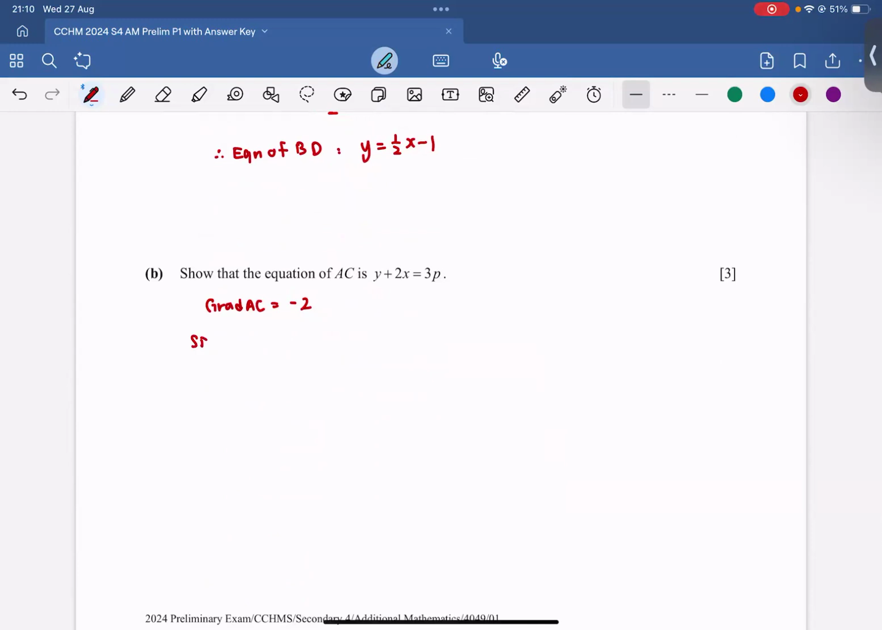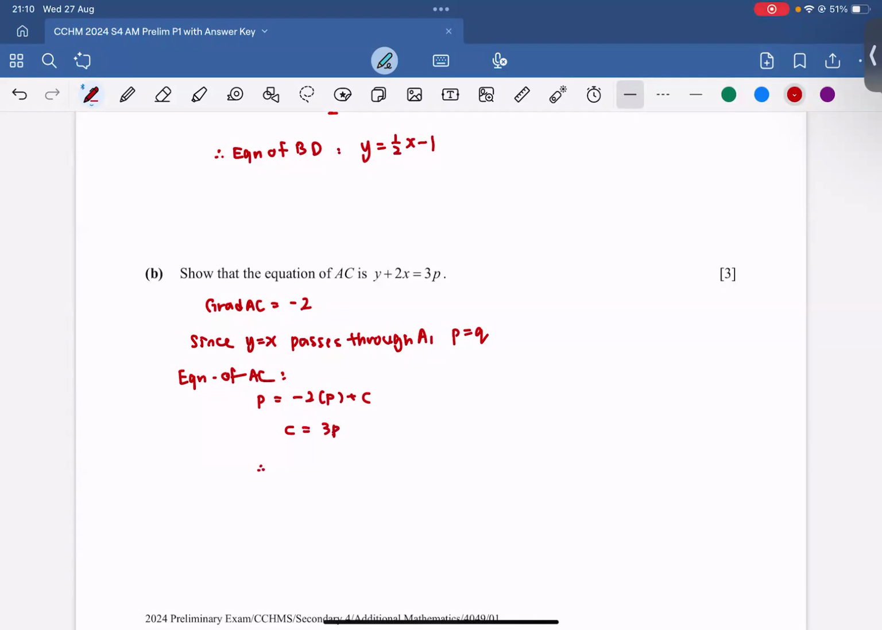Since y equals x passes through A, we will know that P is equal to Q. So for the equation of AC, we find c first. y equals mx plus c. You can see that c is equal to 3p. Therefore, we have y equals minus 2x plus 3p. Shift to what they want, we get the required form.